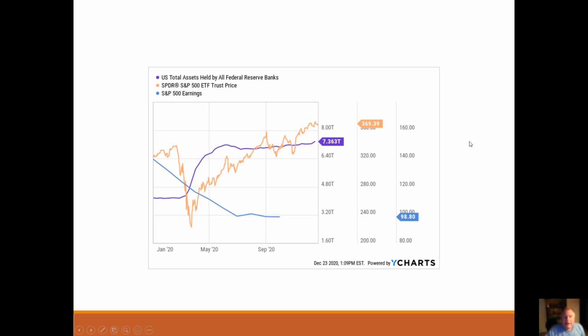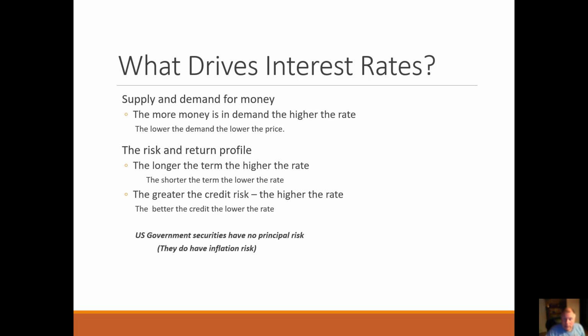They hold a lot of assets. Okay? And when you see that, there's $7.363 trillion. If we go back here, that is just about $4 trillion at the beginning of the pandemic. And what we've seen is the Federal Reserve has been buying securities to keep liquidity in the market, keep interest rates low.